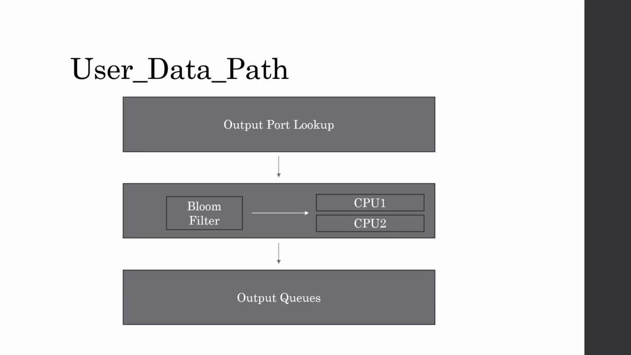So here is our hardware design. We use a Bloom filter as our hardware acceleration to accelerate the network processing. We also have a dual CPU, with each CPU having 4 threads.